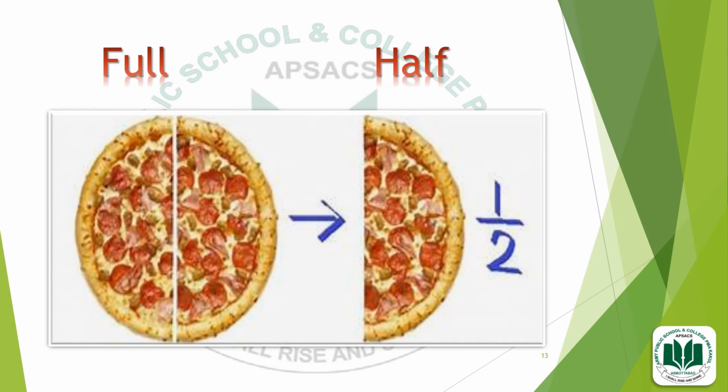In the same way, this is the full pizza, and when we cut this pizza into two equal parts, then the one part is called half. The one part is called half, and we can write it as 1 by 2. 1 by 2 is called half.